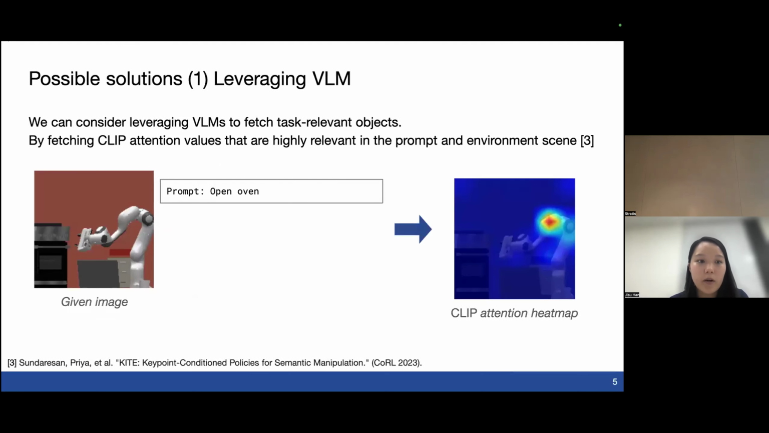One possible solution would be leveraging VLM models. For example, we can use CLIP to fetch relevant information. The selection is good, but it tries to focus on the robot itself, not on the constraint object, which is the notebook in the scene.